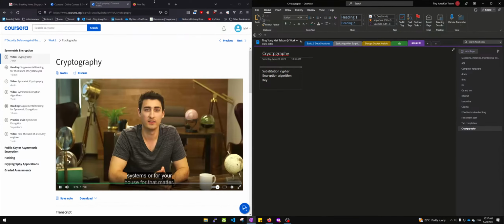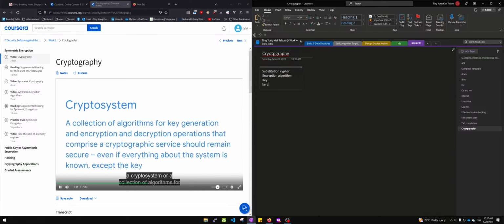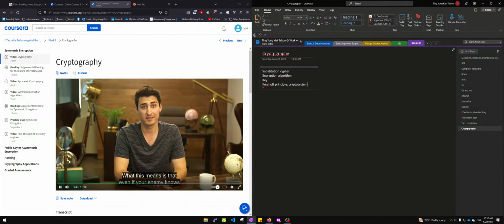This overall concept of cryptography is referred to as Kirchhoff's principle. This principle states that a crypto system, or a collection of algorithms for key generation and encryption and decryption operations that comprise a cryptographic service, should remain secure, even if everything about the system is known except for the key. What this means is that even if your enemy knows the exact encryption algorithm you use to secure your data, they're still unable to recover the plaintext from an intercepted ciphertext.